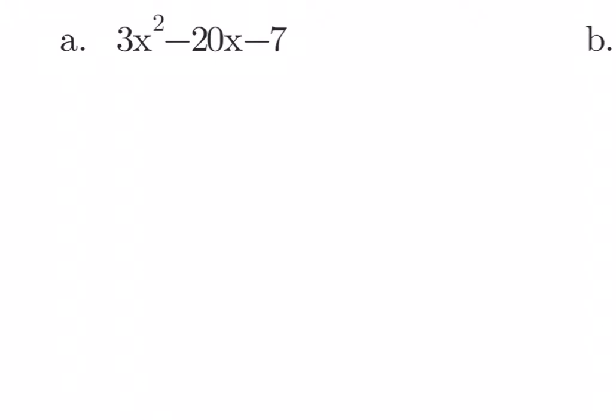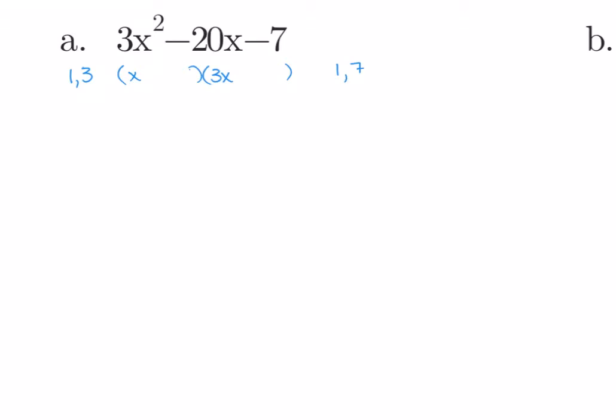Example A, we have 3x squared minus 20x minus 7. So I'm going to write out my factors. Things that multiply to 3 are 1 and 3. Things that multiply to 7 are 1 and 7. And now I want to place them in my factors. So 3x squared, this is going to be x and 3x. Now from here, we want to decide where to put 1 and 7.